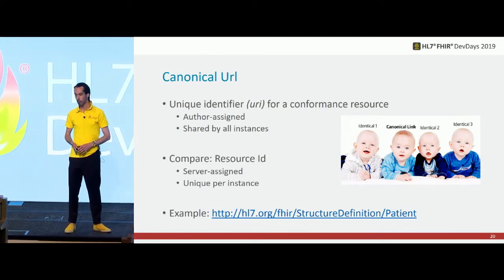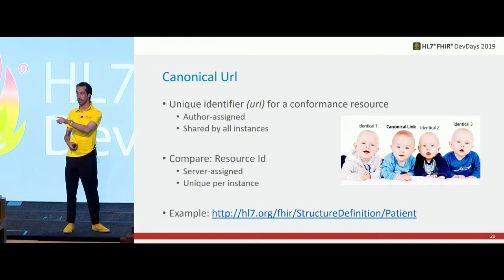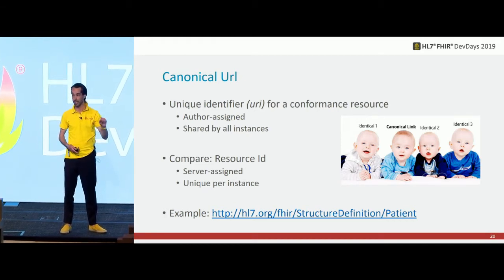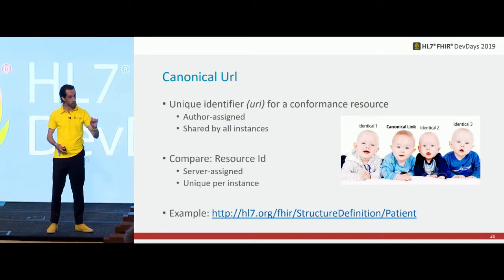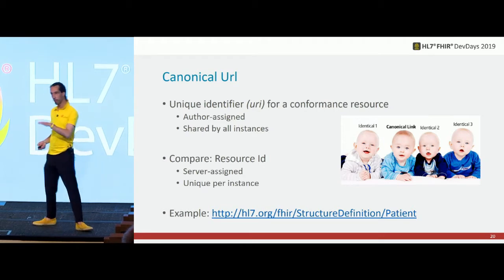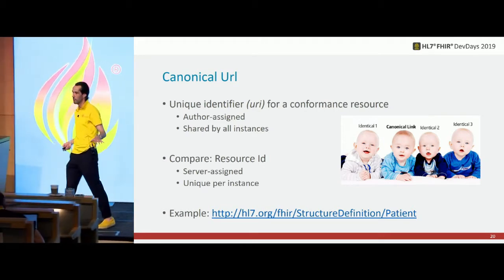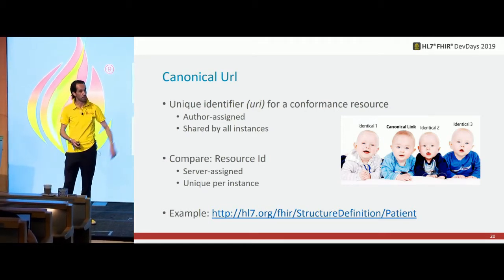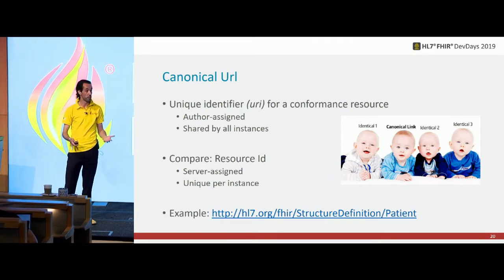So all these conformance resources have an additional identifier called the canonical URL. You as an author assign that, and usually you will use your company domain in it, so you own that URL. All copies of that profile or operation definition or search parameter will have the same canonical URL. So now you can have reliable discoverability because the copies will all be the same. Anytime you have a reference to a conformance resource, it's always based on a canonical URL.